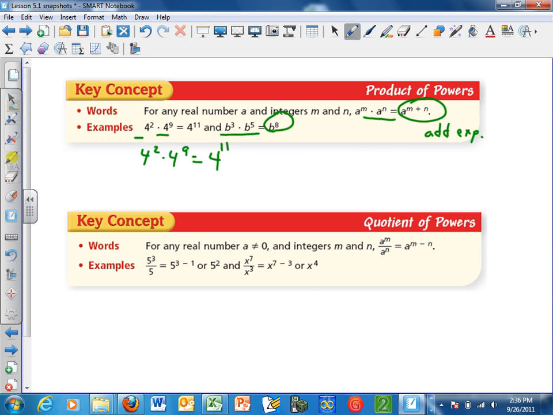Quotient rule, or quotient of powers, basically does the opposite. When you're multiplying, you add. Here I subtract, and remember this is like 5 to the first, so it's 5 to the 3 minus 1, or 5 squared. If the base is a variable, x to the seventh divided by x to the third, I subtract those exponents and I get x to the fourth. So the quotient rule is you subtract exponents.